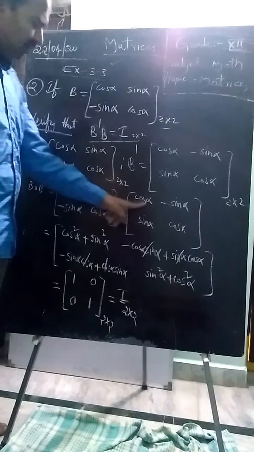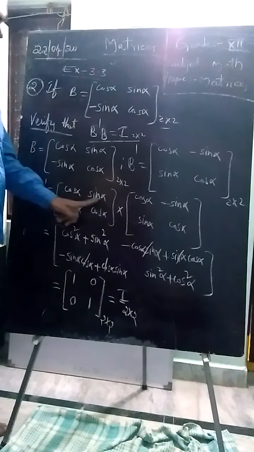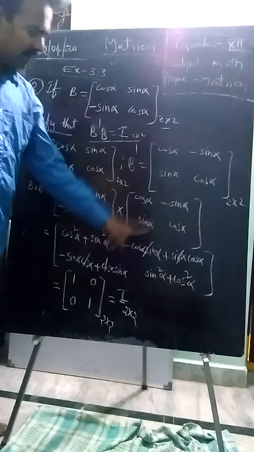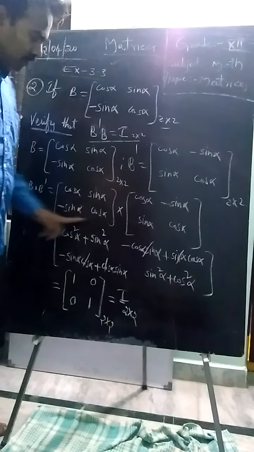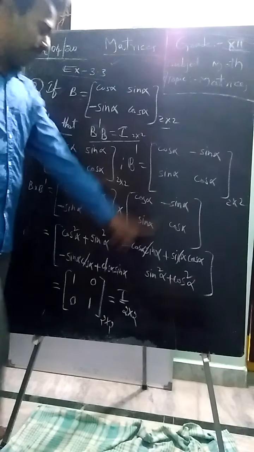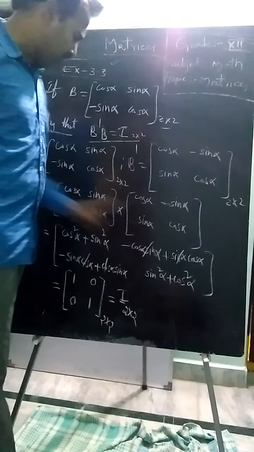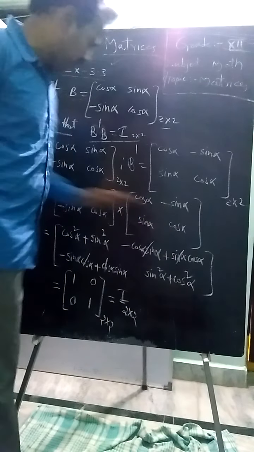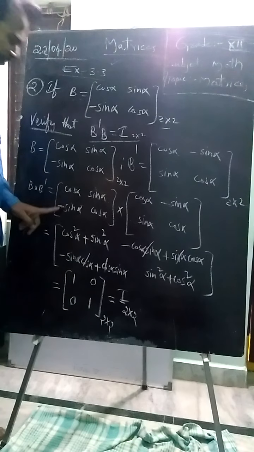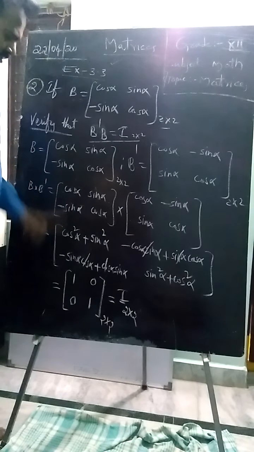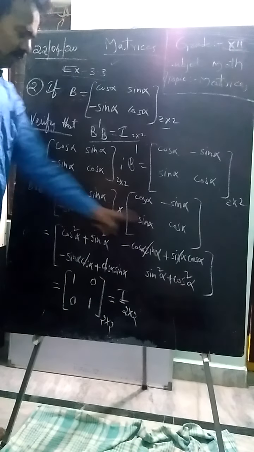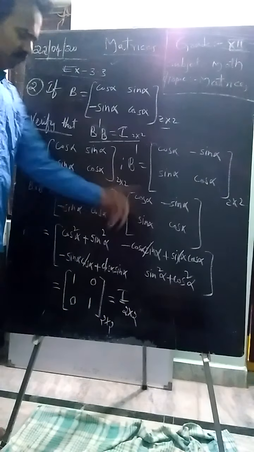Then we have cos alpha into cos alpha, cos square alpha, plus sin alpha into sin alpha, sin square alpha, row into column. Again, plus into minus, minus cos alpha sin alpha plus sin alpha cos alpha, first row into second column. Then minus into plus, minus sin alpha cos alpha plus cos alpha sin alpha, second row into first column.